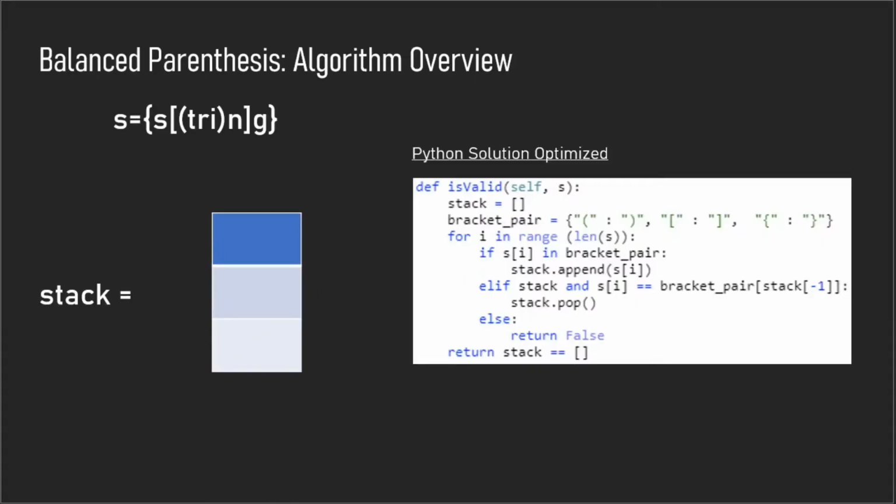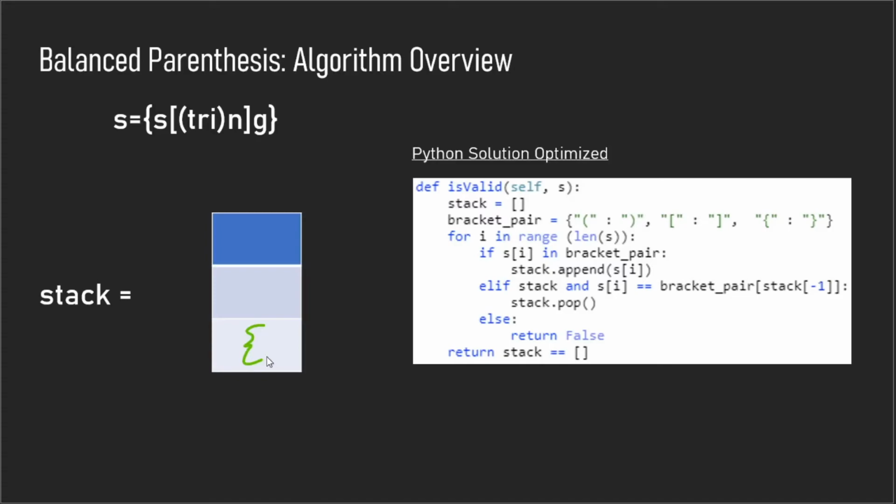So let's go through the code. What you'll notice here is we have a hash table called bracket pair, and this hash table keeps track of the opening parentheses and its equivalent closing parentheses. And we can use that to look up the complementary parentheses. So let's start off by looping through, and we start at this first element here, and we see that it's a curly brace, and we check to see if that curly brace is in the hash table, and it is, in which case you push it onto the stack.